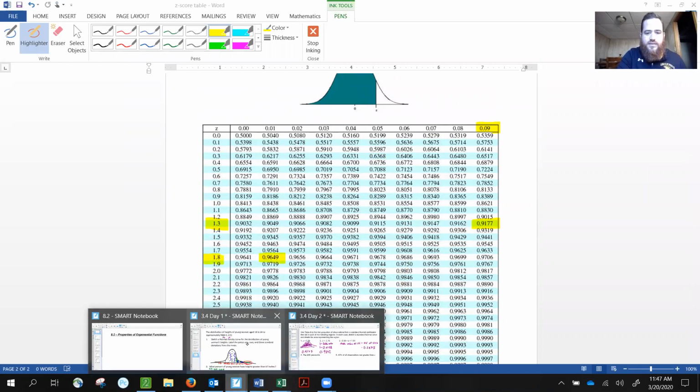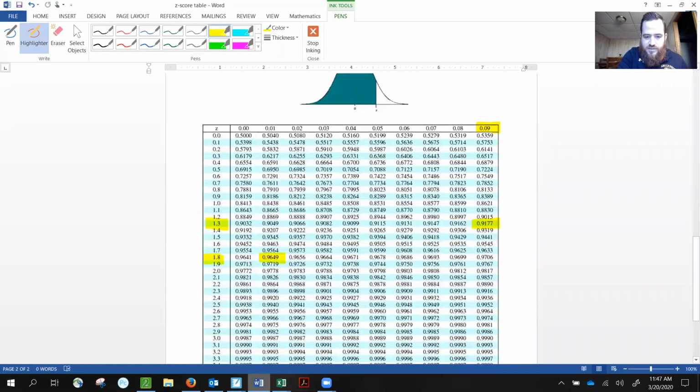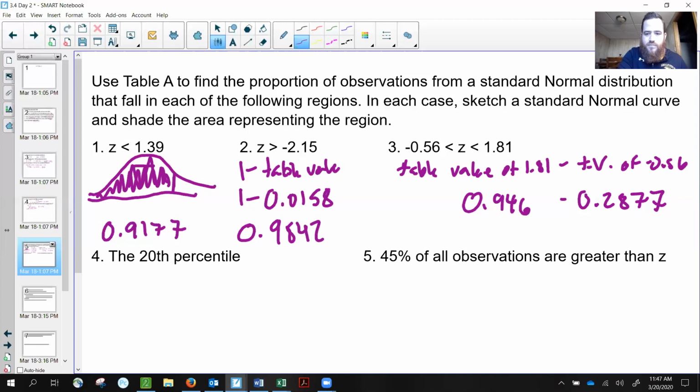0.9649, 9649. Two times I remember and I still forgot. 9649. Okay. Like a 6, but upside down. 9649. Subtract the 2. 0.677.